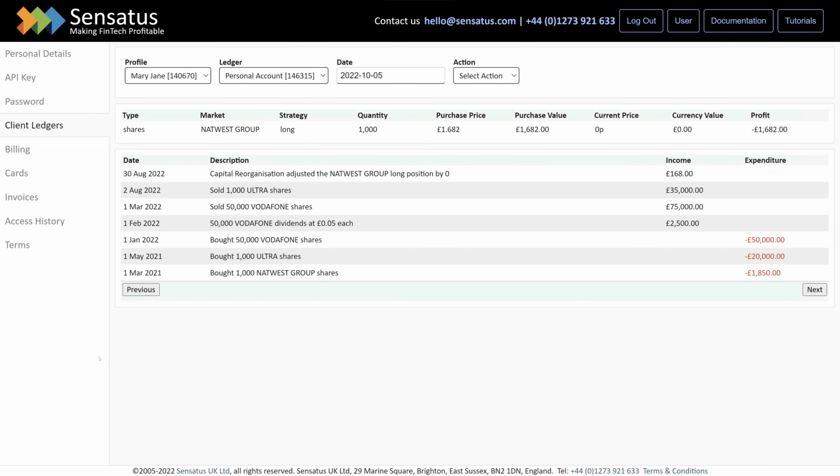In this example, the client bought 1,000 shares and the cost of the holding is reduced by £168, i.e. 1,000 shares by 16.8 pence. This in turn increases the capital gain or decreases the loss upon disposal.